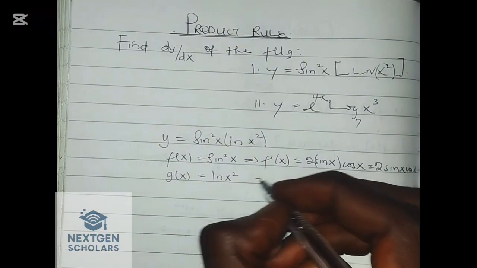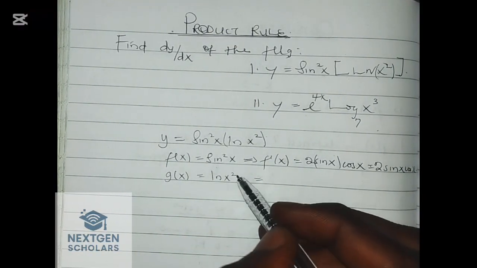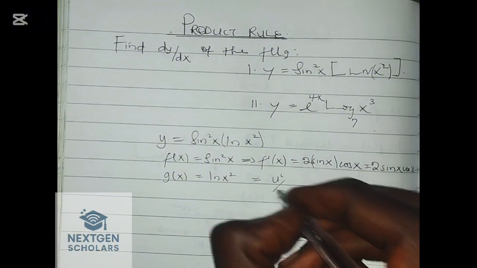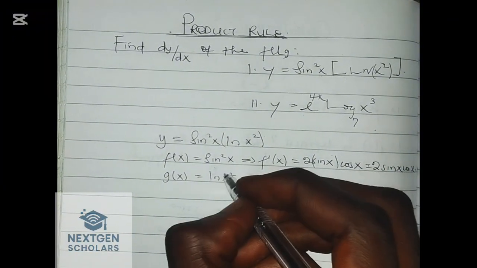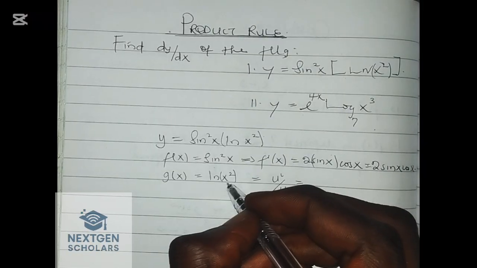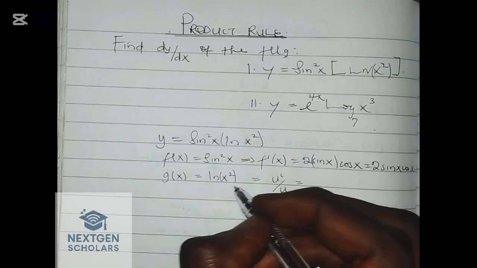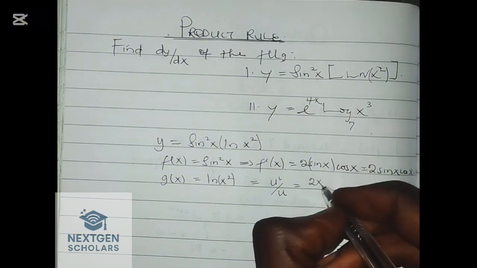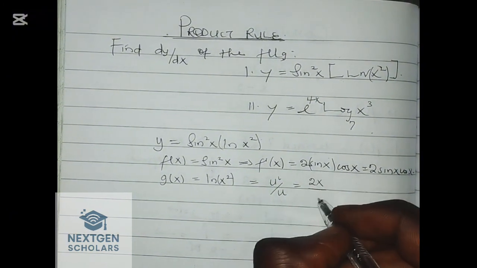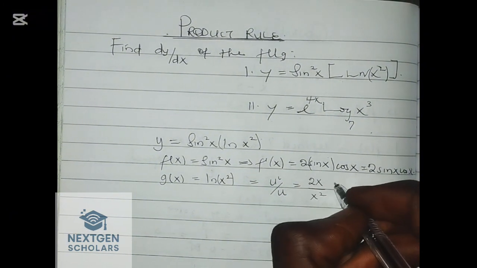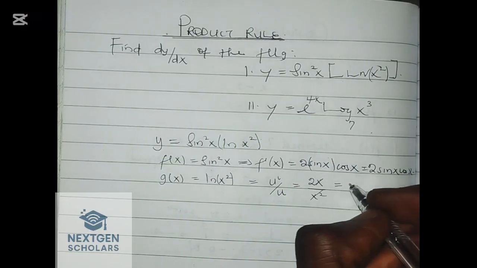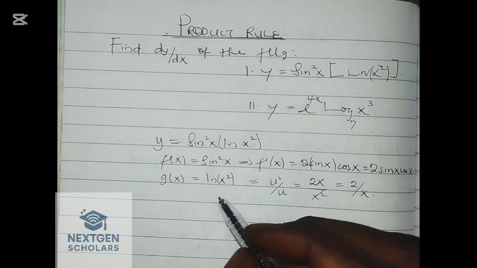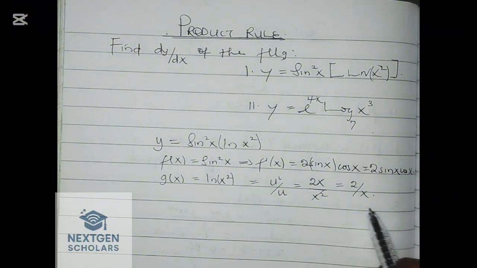Now to differentiate ln of x, the formula you know is always u prime over u, where u is whatever you have in the bracket. So u is equal to x squared and u prime will be 2x, divided by u itself, which is x squared. This will cancel out, so you have 2 over x. So this is the derivative of ln x squared.